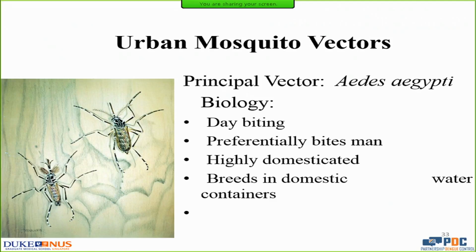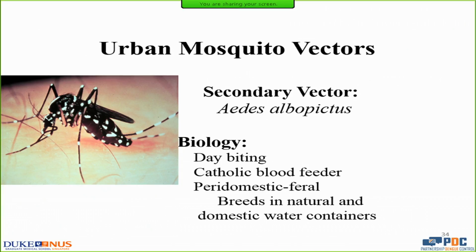And the adult females tend to enter homes and stay there for the duration of their life. So they have extremely high levels of exposure to people, and they also tend to bite more than once during a reproductive cycle. They may bite several people in the same household, increasing their chance of infection and also transmitting to multiple people. Another vector, Aedes albopictus, has behavior that is not quite as conducive to transmission as aegypti. It's also a day-biting mosquito, but it has a more catholic preference for different kinds of hosts. It also tends to be peridomestic, but also feral. You can find the larvae both in natural and domestic water containers.